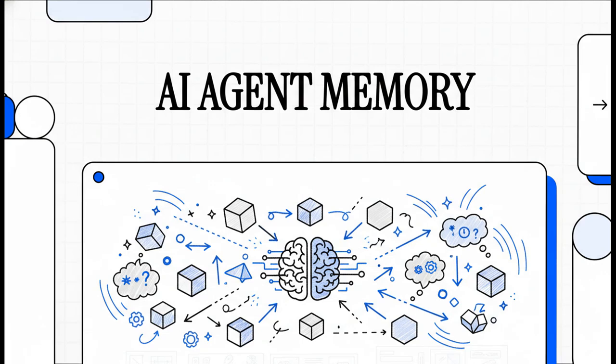All right, let's jump right in. We always hear about AI as this super brilliant, almost magical thing, right? But have you ever stopped to wonder how we actually build a mind for one? I mean, how do you give it a memory? Well, that's exactly what we're going to unpack today.